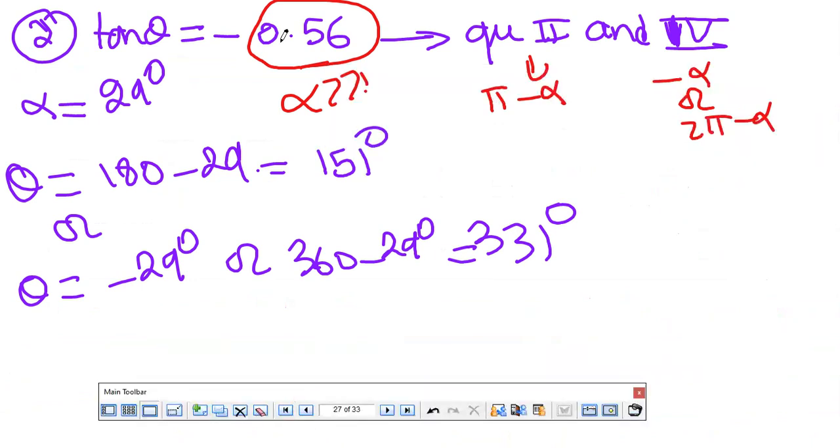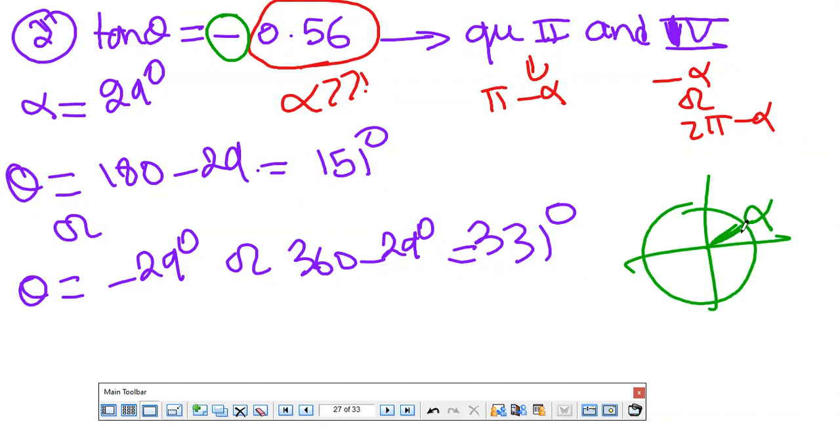We move to the second one. Tangent theta is equal to minus 0.56. Excellent. Tangent negative, so I'm sure I'm working in quadrant 2 and quadrant 4. The calculator, if I do shift tangent 0.56, always gives me an angle in quadrant 1. How are you going to find the angle that has the same tangent but negative? It's quadrant 2. If alpha is in quadrant 1, how do you find the angle in quadrant 2? This is the angle alpha, the other angle is going to be pi minus alpha. In quadrant 4, it's either minus alpha or 2 pi minus alpha.